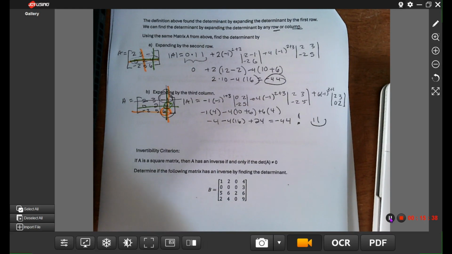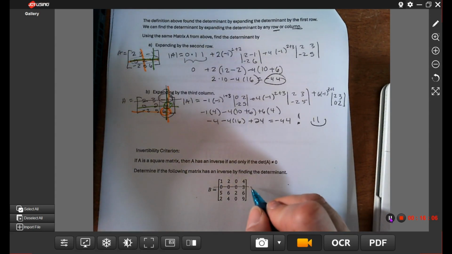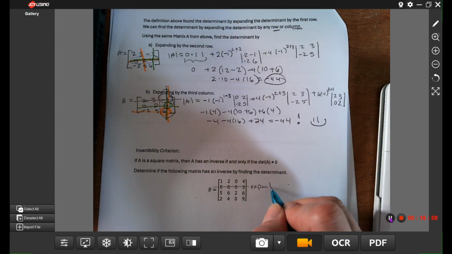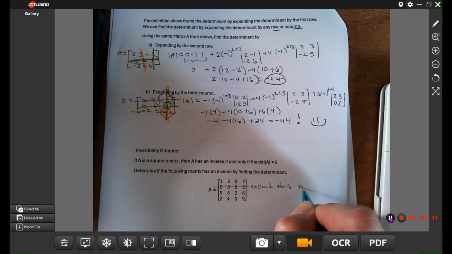So this one is bigger. We're actually going to find the determinant of this 4 by 4 matrix. So let's choose a row or column that we think would be nice and easy to expand on. I'm kind of thinking this row with all the zeros is looking really good to me. There's a column that does that too, but we're going to expand on this row.